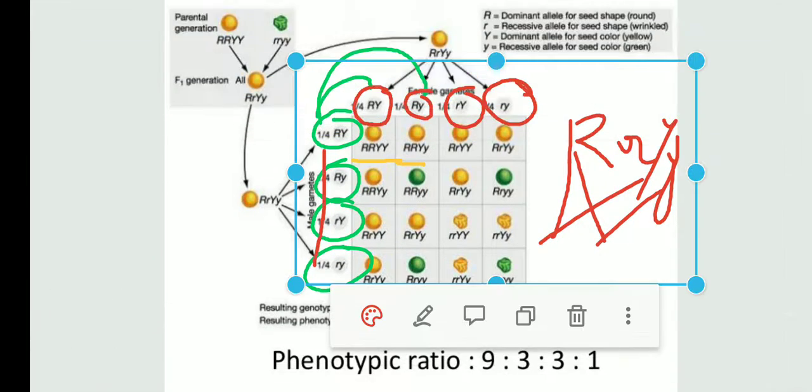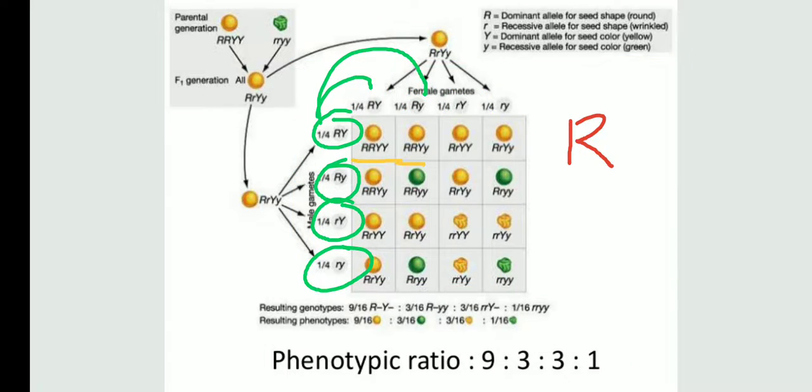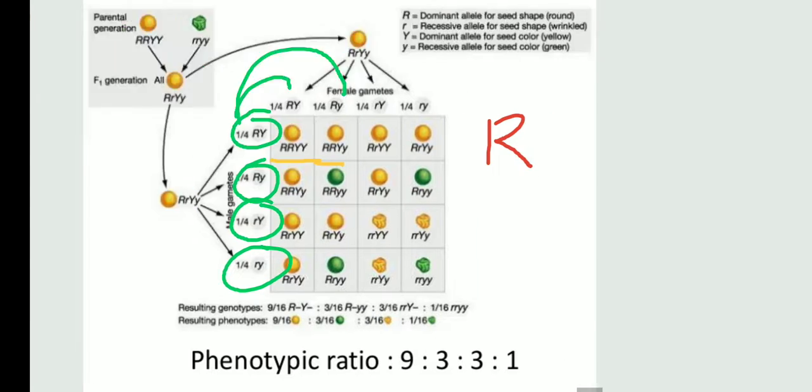So you can see here, students, in the end, we are left with the phenotypic ratio, that is 9:3:3:1. Fine. So the resulting genotypes and phenotypes: we have 9 by 16 is round yellow. Fine. Then we have the round green, then the wrinkled yellow, and then the wrinkled green, 3 by 16, 3 by 16 and 1 by 16.